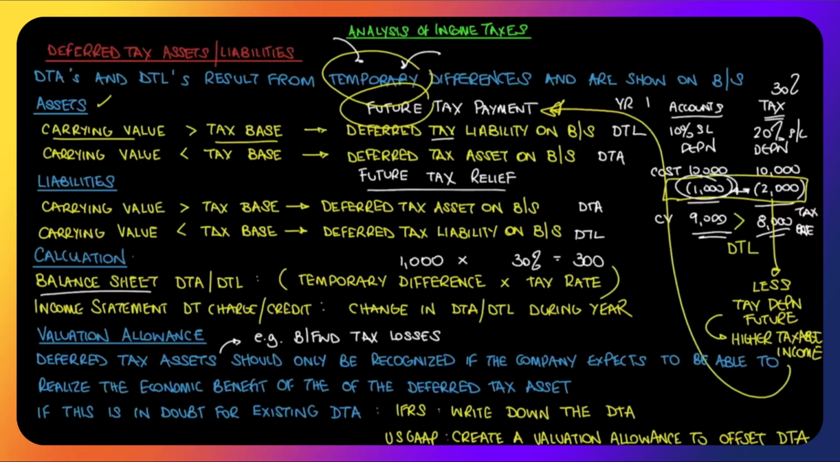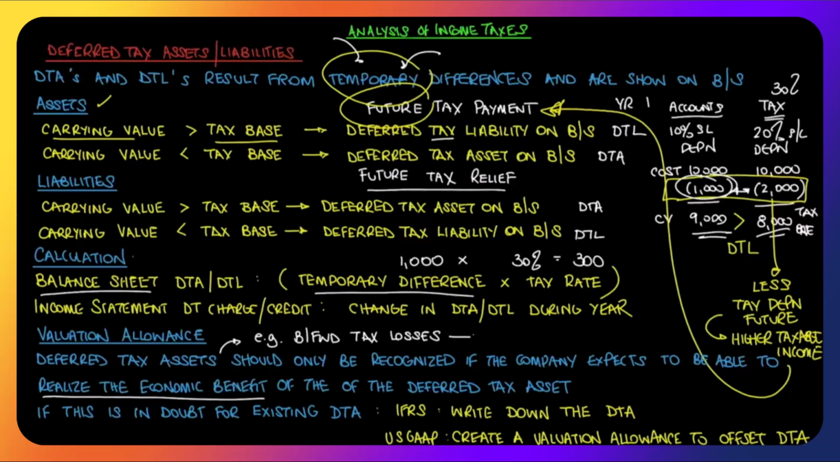How would you calculate the DTA? The temporary difference here is your losses. You'd multiply it by the tax rate. However, you have to be cautious. You should only recognize a DTA if you expect to be able to realize the economic benefit.